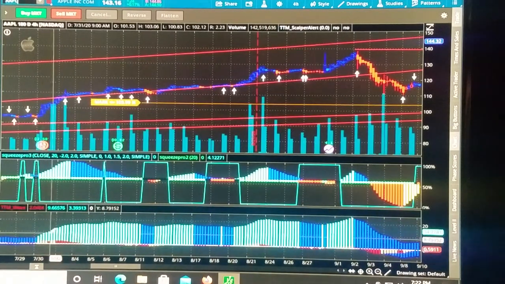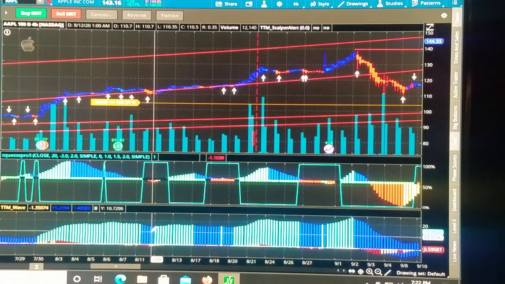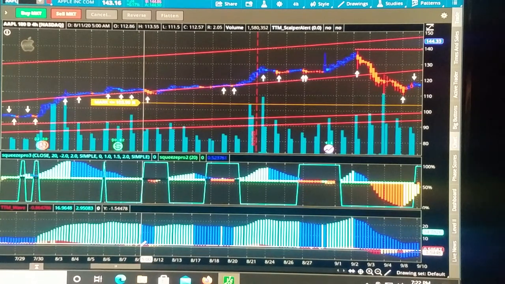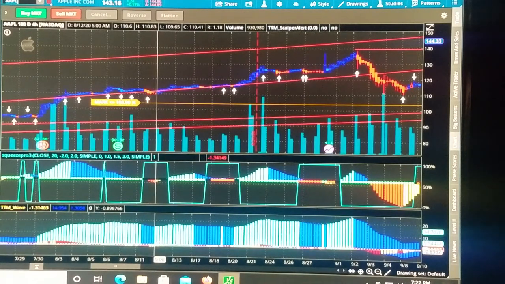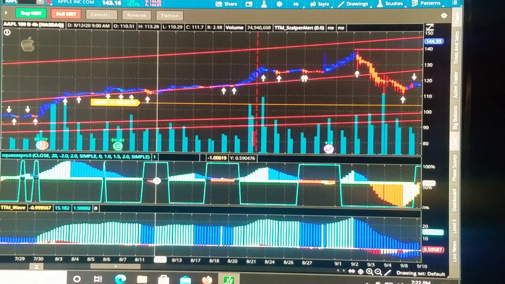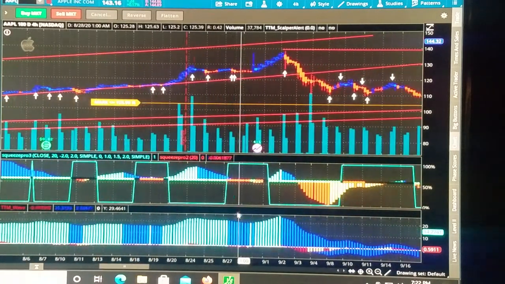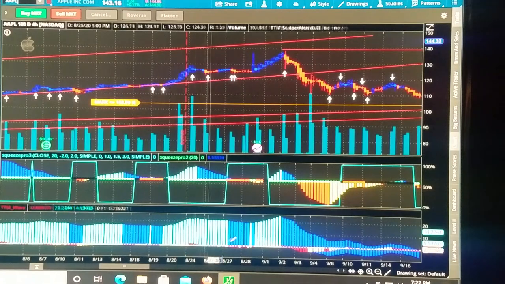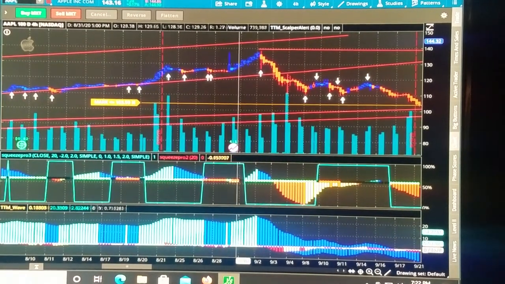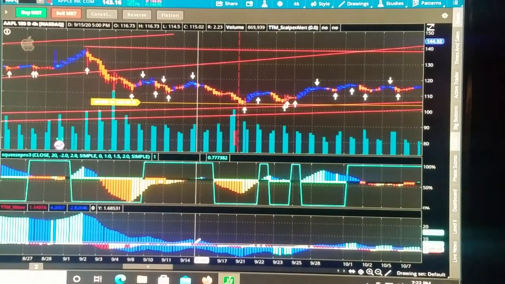So, outperforming the market, decreasing but still performing, and then underperforming, and then underperforming but improving. Okay. And we see that's happening right here, and here's the squeeze. So, let's see if this TTM wave is showing us where the squeezes are. Maybe. Maybe, kinda. Okay.